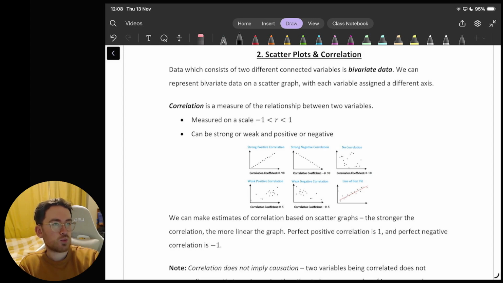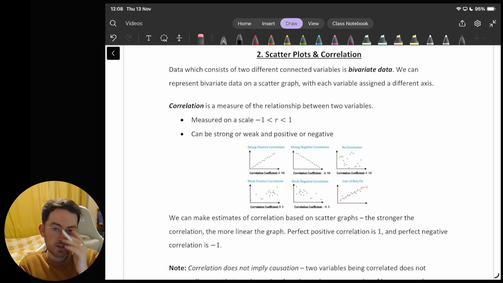Another example would be something that happens over a week. One of the data points would be the day of the week, and the other would be whatever it is that we're investigating, such as the number of people at a bus stop each day, where taking into account the day is important. Okay, so that is bivariate data.